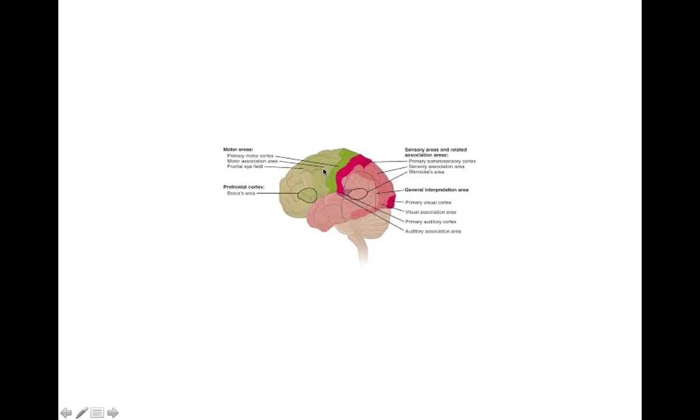There are different areas which I've been talking about. We've got the motor area, which again consists of primary motor area. This is the primary motor area. And frontal eye field is in the superior frontal gyrus. It must be somewhere here. He mentioned here frontal eye field.